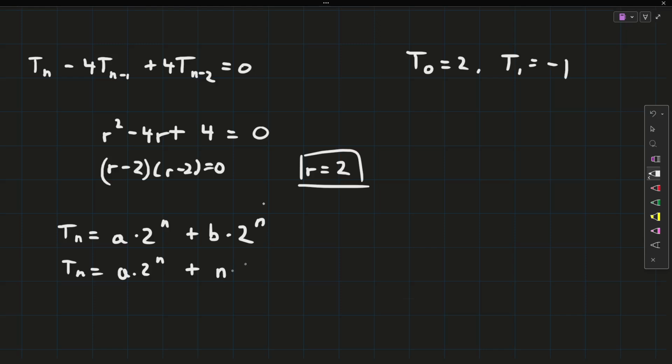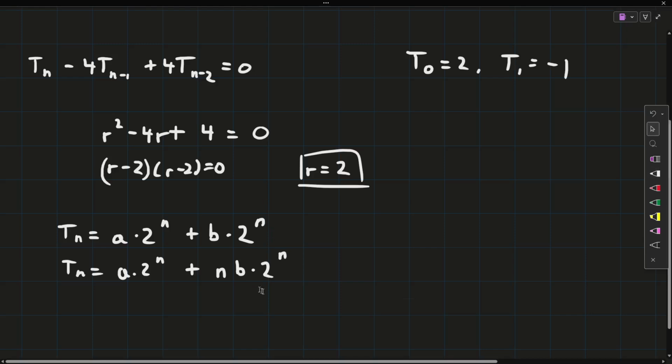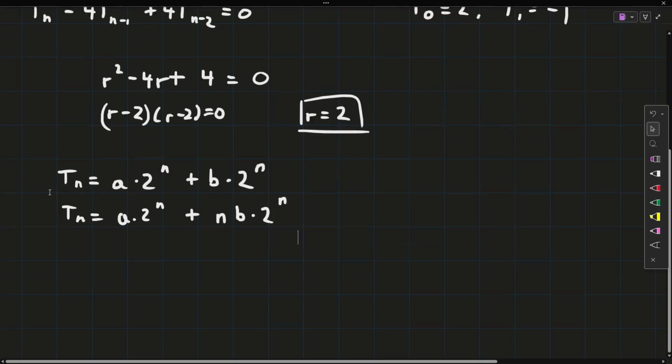We're going to multiply by n. So I'll have n times b times 2 to the power of n. And again, in the extra videos, I'll motivate why we'd try putting an n there. But for now, this is what we're going to try. And let's just see what happens.